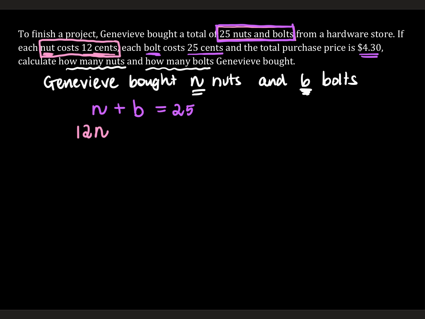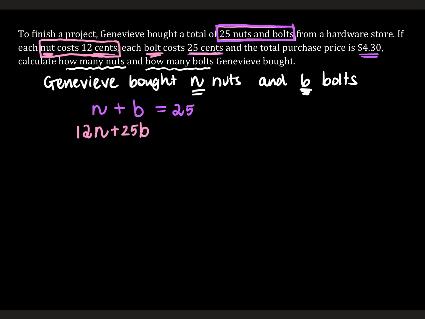How many bolts has she bought? Well, each bolt costs 25 cents. If she bought 1 bolt, that would be 25 cents. 2 bolts would be 2 times 25. 3 bolts, it would be 3 times 25, but she's bought B bolts. So it's going to be B times 25.